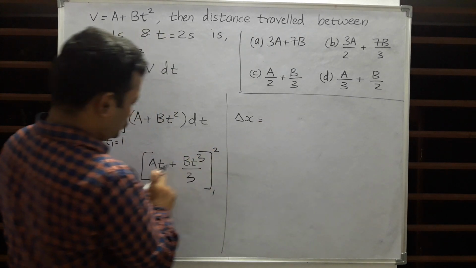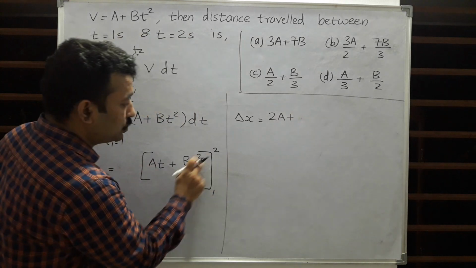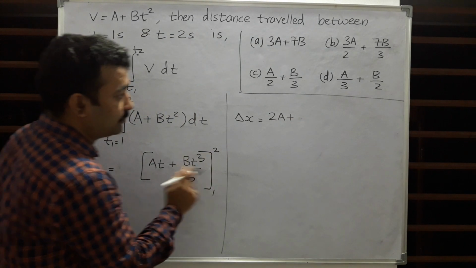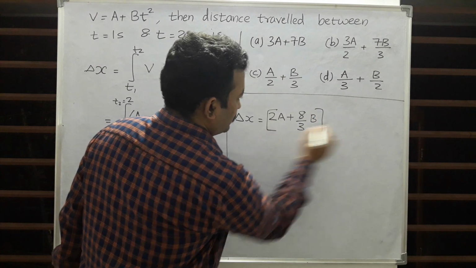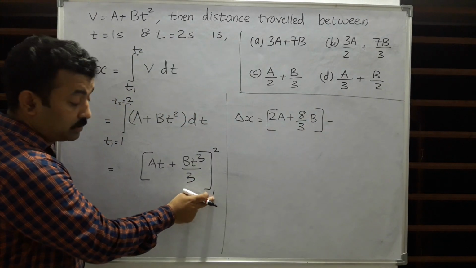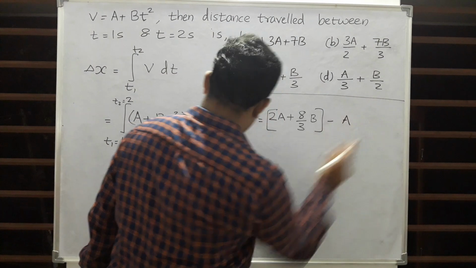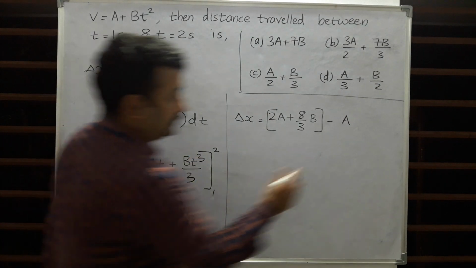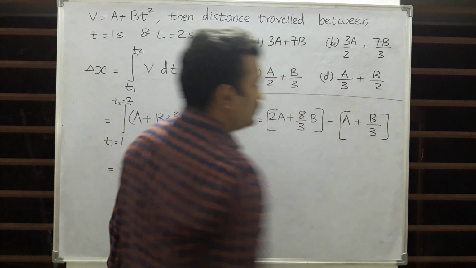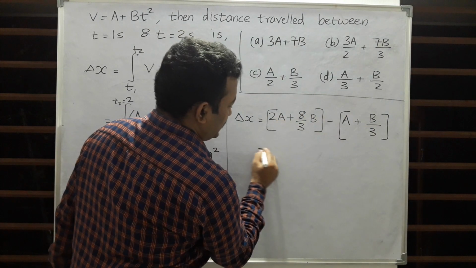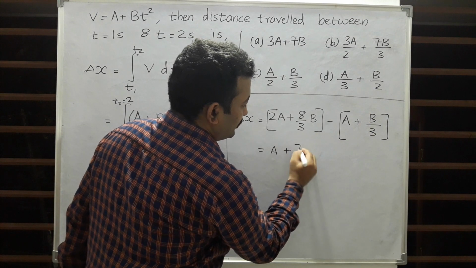first one is 2, so that is 2a, plus 2 cube is 8, so 8 by 3 into b, minus, put the lower limit 1, so a into 1 is a, plus b into 1 by 3, so plus b by 3. Now just rearrange. 2a minus a is a, 8 by 3 minus 1 by 3 is 7 by 3.